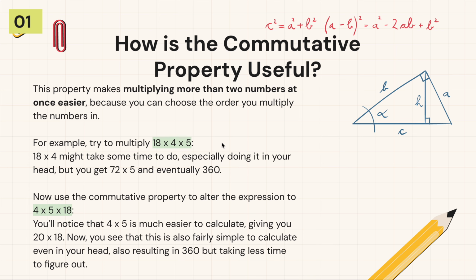If you don't apply the commutative property and you just multiply them in the order they appear, this might take you a little bit of time, because 18 times 4 is not easy to do, especially not in your head. But if you apply the commutative property, you know that you can multiply whichever numbers you want and still get the correct product. So from here, you can multiply 4 times 5, which you should know is 20, and then multiply 20 times 18, which is 360. It's just much easier to do 18 times 20.